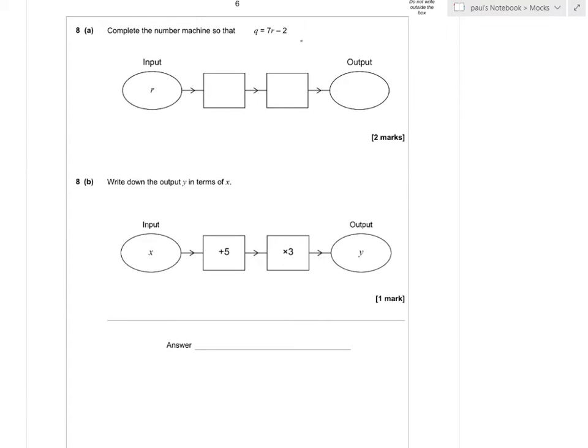Right, Q equals 7R minus 2. Input R. Complete the machine. Well, the input is R. So you have R, multiply it by 7, then you subtract 2. Write down the output y in terms of x. So y will equal x plus 5, and then we've got to times it by 3.